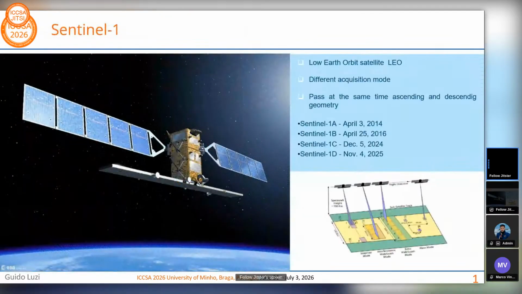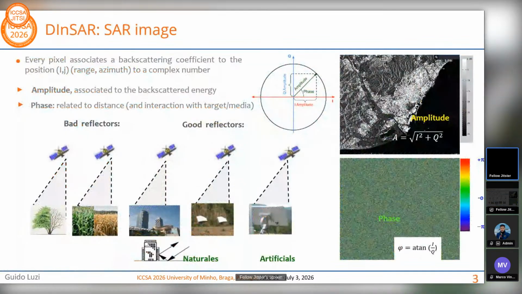Sentinel-1 is a very famous satellite from ESA. It has a lot of advantages. First of all, it is a synthetic aperture radar image available for free and with the revisit time strictly maintained. So with the last launch, we can have a 6-day revisit time. This is very important because interferometry is possible only if the images maintain a statistical correlation. So if you have a lot of time between two different acquisitions, you lose information. And this occurs in different ways.